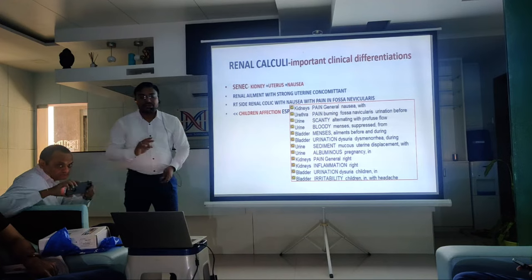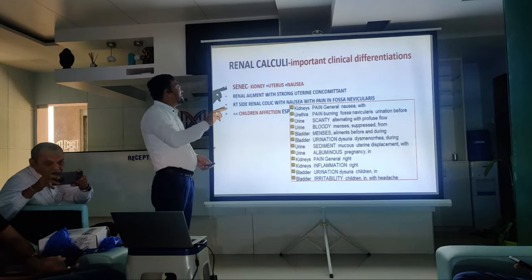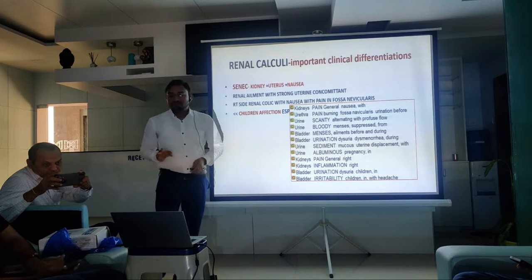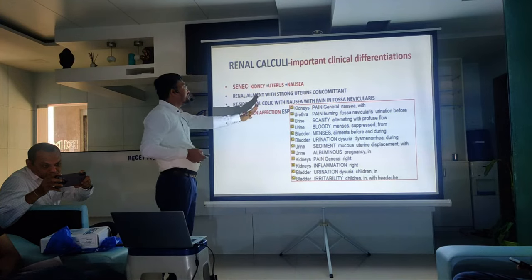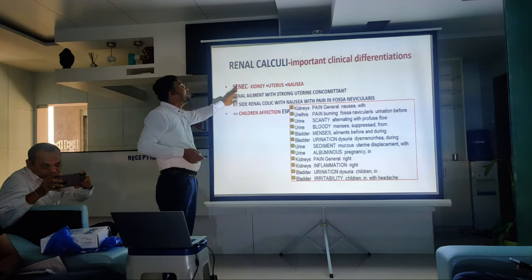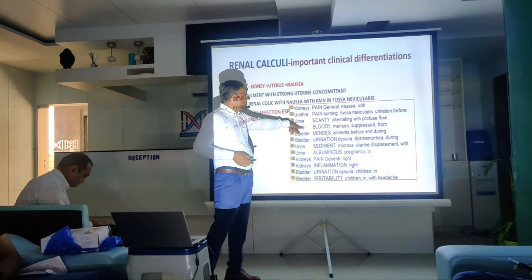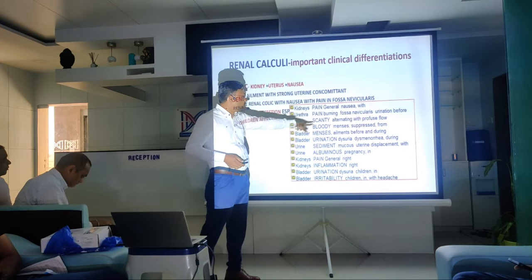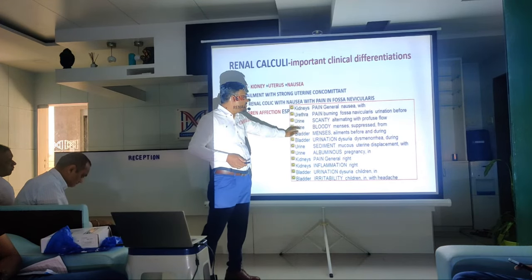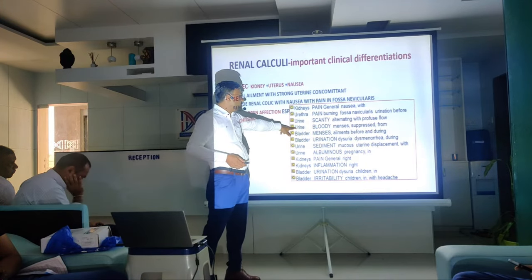Uterus, nausea. Kidney plus uterus, right? So it's a combination of gynec as well as urologist. Combined pathology runs together. So this is very strong concomitant with any renal pathology with strong uterine concomitant. You see the rubrics. Urine scanty with profuse flow. Urine bloody from suppressed menses. Urine bloody means hematuria. Menses suppressed has hematuria.